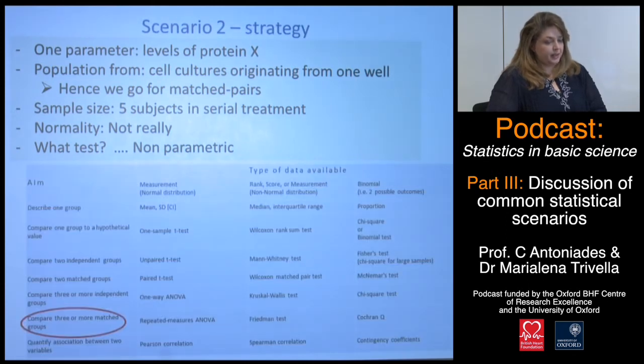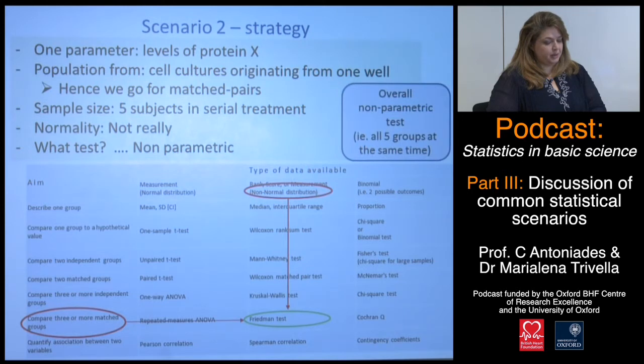So going back to our table, having already established that we have matched pairs and looking for our options under the non-parametric tests, we'll find that the Friedman test is the appropriate one to use here. Again, we mustn't forget that this test will consider all 5 groups at the same time. As previously, if it is significant, it means that one of those pairs has a significant difference, but at this stage we don't know which one.